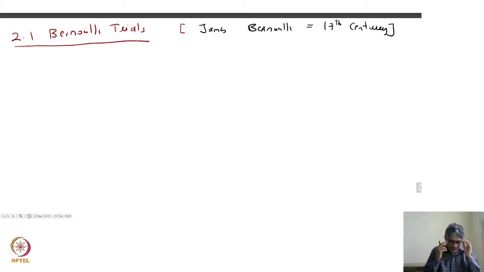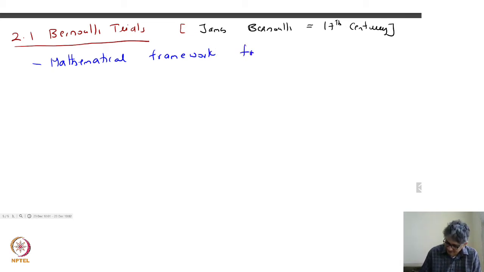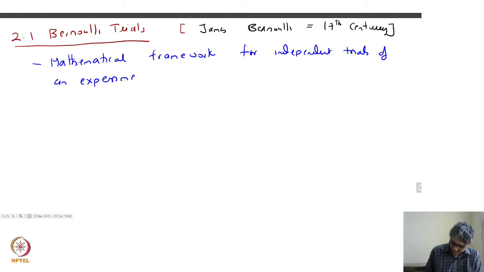So what I'm going to do is provide a mathematical framework for independent trials of an experiment, and I'll designate.